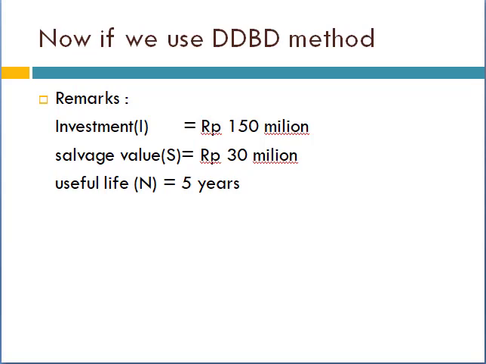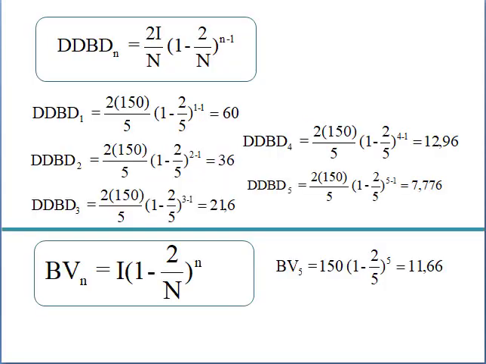Now we are going to implement the DDB into a case. For example, an investment of 150 million and the salvage value of the investment is 30 million. The useful life of this investment is 5 years. Now let's apply the DDB formula to the case.